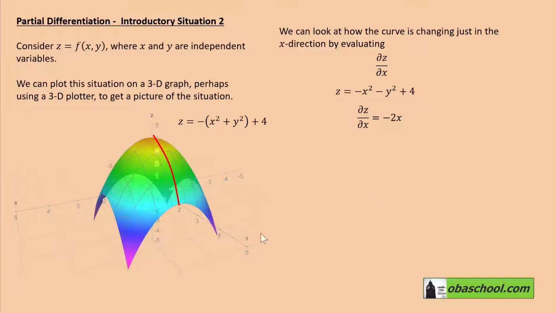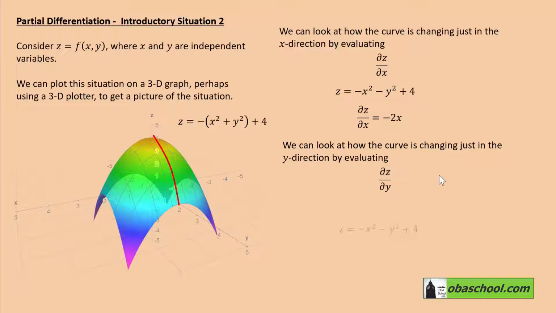We could also look in the y direction, keeping x constant. So we can look at how the curve is changing just in the y direction by evaluating dz/dy. Since z is negative x squared, take y squared, plus 4, dz/dy is equal to negative 2y.